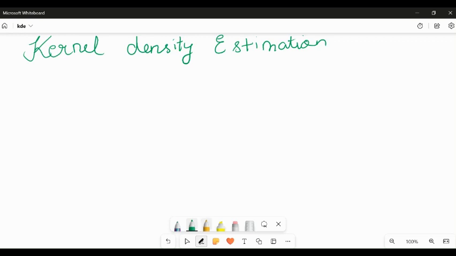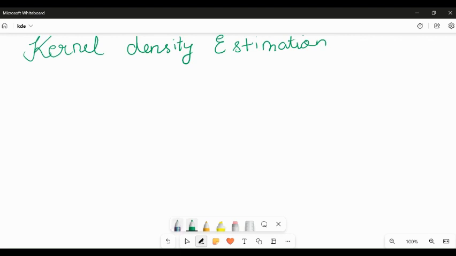In this video, we are going to see the concept related to kernel density estimation, KDE. As we have been coming across statistical distributions like PDF, PMF, CDF, and the probability density function, based on that we are going to discuss kernel density estimation.